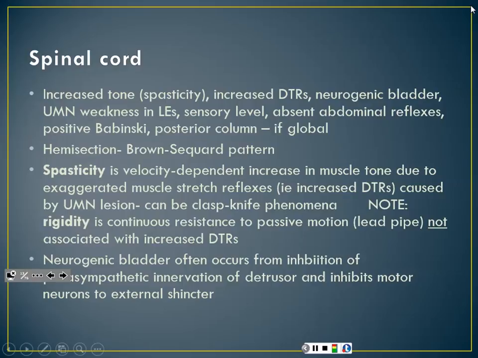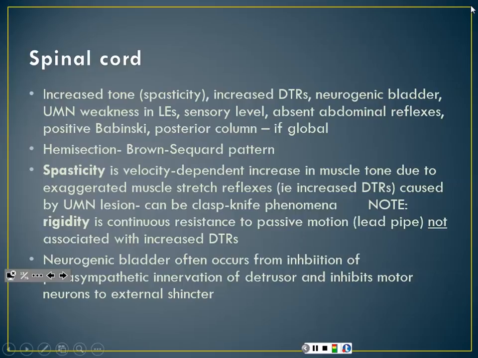Again, you have increased tone, you have increased DTRs, you can get neurogenic bladder. And why do you get a neurogenic bladder? Because you get a spastic bladder. So it does the same thing to the bladder it does to the muscles. It wants to contract more, you go more often, okay? You can get incontinence from that.